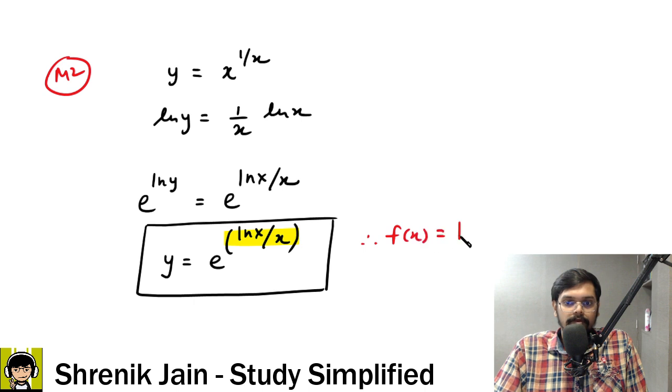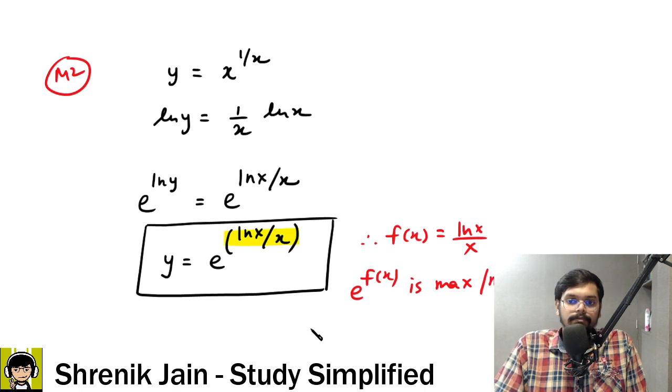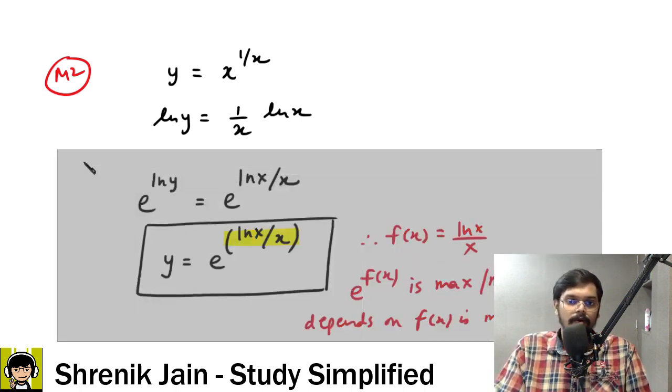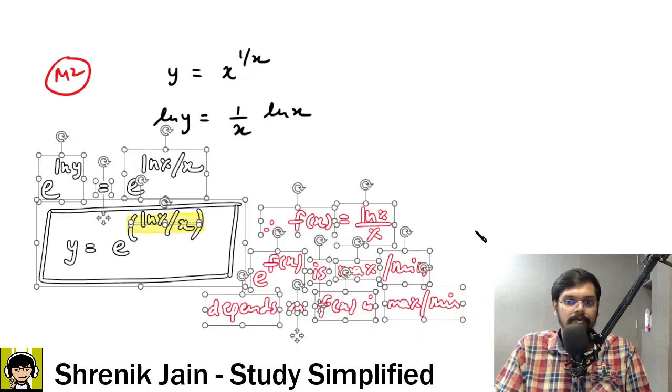Therefore, f of x is equal to ln x by x, and e to the power f of x is maximum or minimum depending on f of x being maximum or minimum. ये कहानी सबको समझ में आ गई तो एक बार कमेंट करके बताना हाँ, ताकि मैं आगे बढ़ सकूँ, नहीं तो मैं आगे नहीं बढ़ पाऊंगा. This is one of the important steps. Check it out.